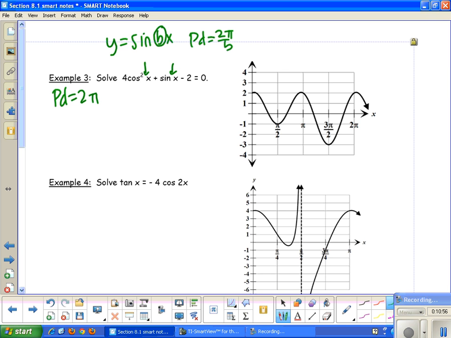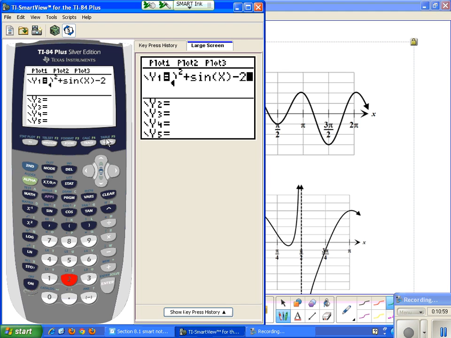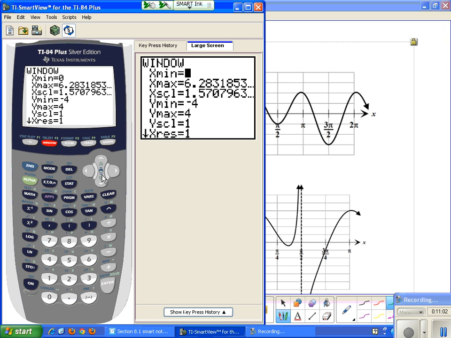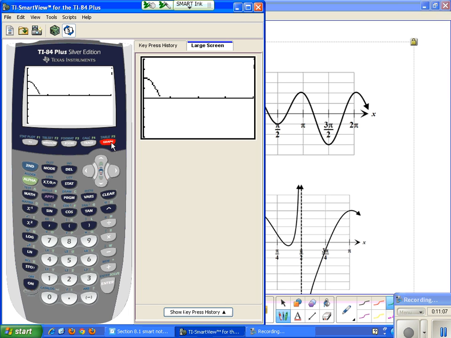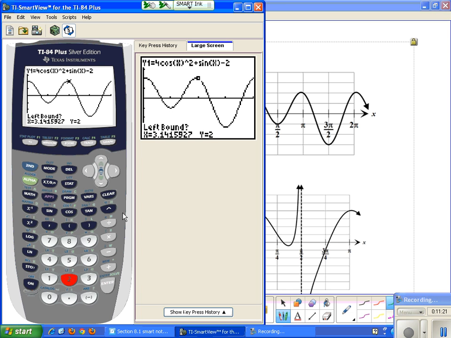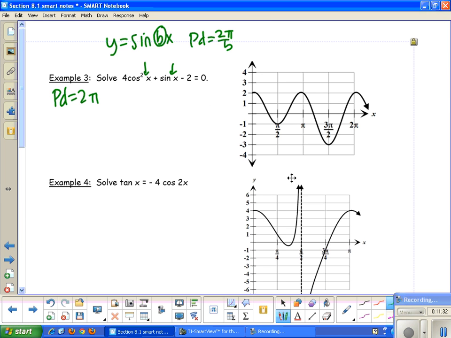So since that's the period of my function, the window that I want to look at on my graphing calculator, of course, is going to be from 0 to 2 pi, which I already have, and then my key points, of course, would be pi over 2. So if I hit graph, I can see my zeros, and I have 1, 2, 3, 4 of them. So you're going to have to find each of them by doing second, trace, and do your zero, and then do the left bound and the right bound for each of them. And so that's one of my answers. Of course, we would have to do this for this point here, here, here, and here.